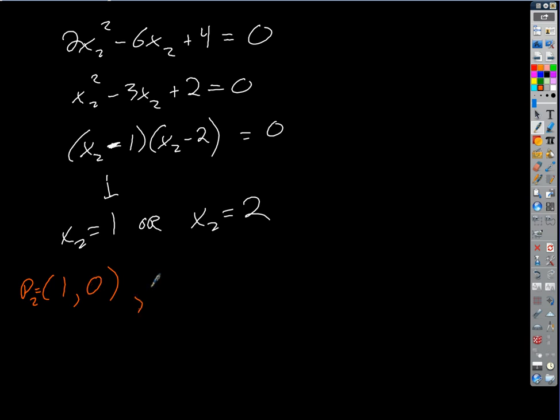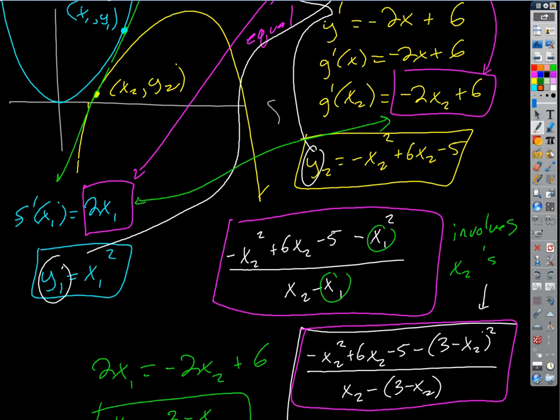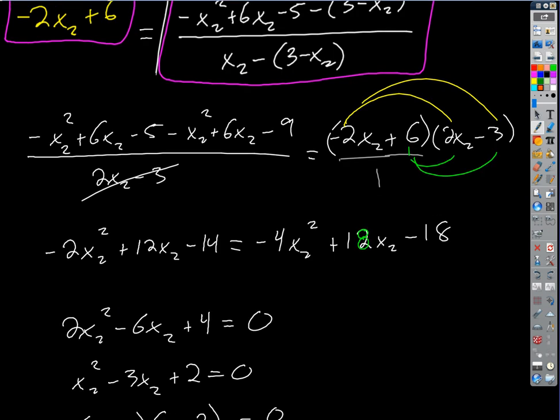Okay, what's the P1 that goes with that P2? If x sub 2 is 1, and this is going to be our orange one, we'll pick a different color for the other possibility. If x sub 2 is 1, then x sub 1 is 2. Everybody agree? 3 minus 1. Okay, so x sub 1 is 2. Add that to our list.